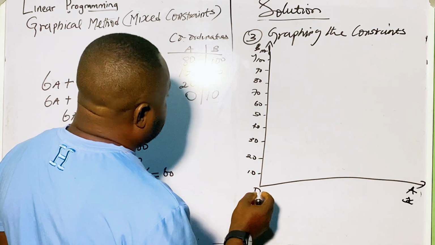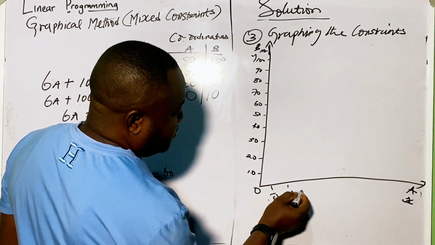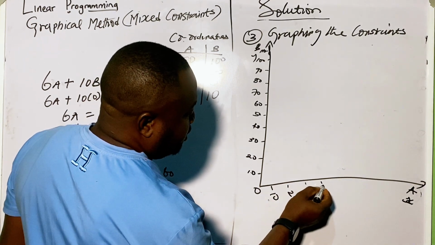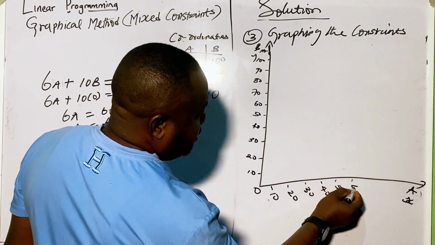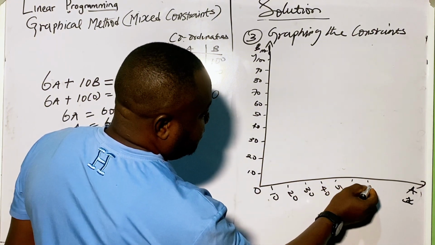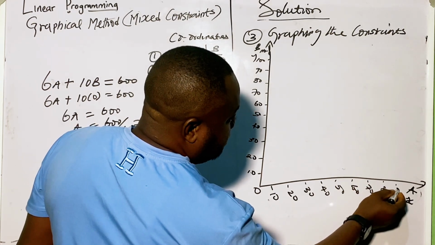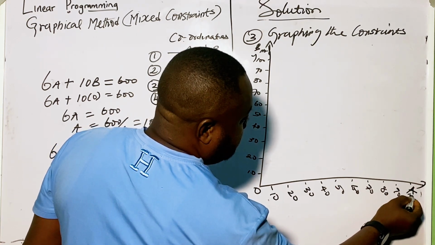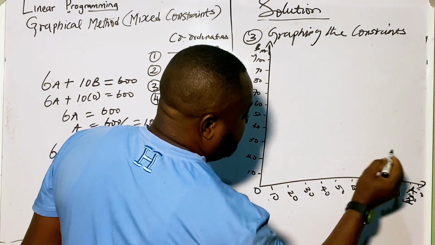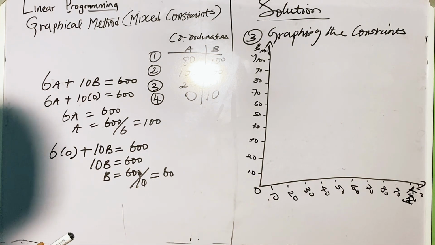Of course, we have mentioned in our previous videos that when you use graph paper to do this, you have more accuracy. So for this, we have 10, 20, 30, 40, 50, 60, 70, 80, 90, 100, 110. So now with this, we can graph our constraints comfortably.